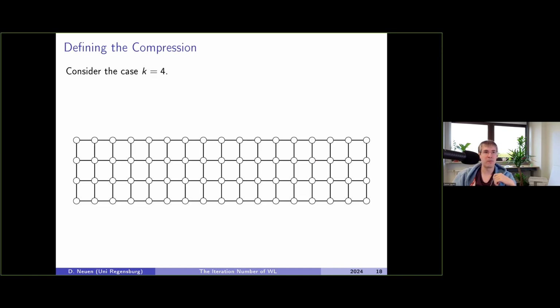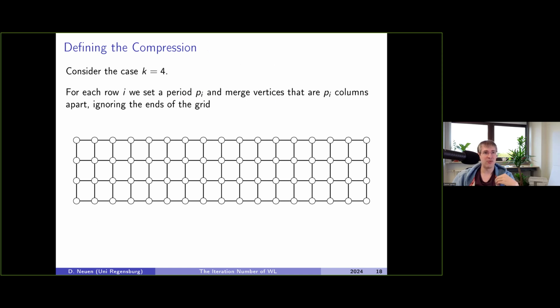So here is the main idea for the equivalence relations, or the compression. Let's consider a 4×n grid. And what we are going to do is, for each row, we are going to set a period. I will call this pi. And we will say that two vertices are equivalent whenever their distance is divisible by this period.